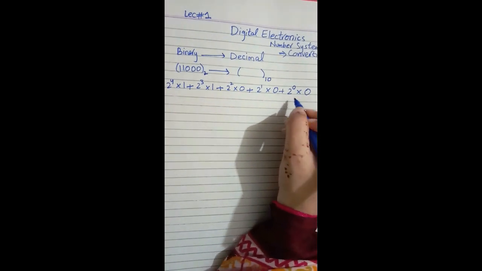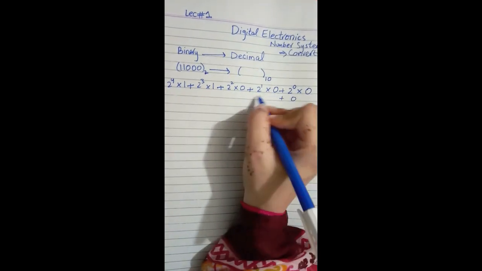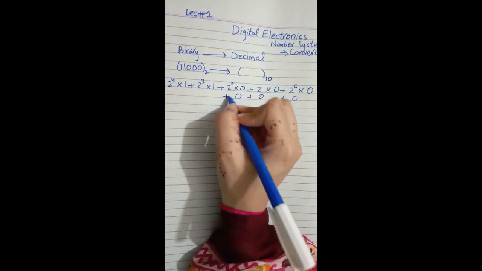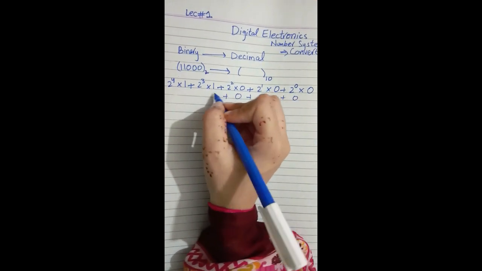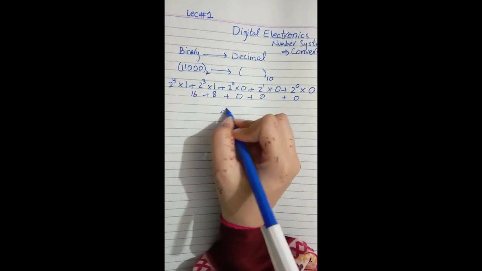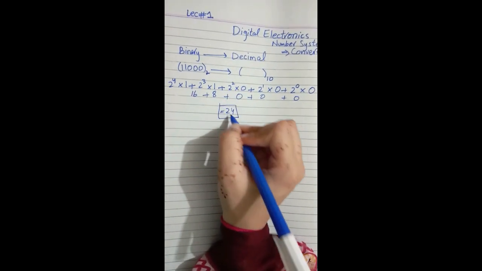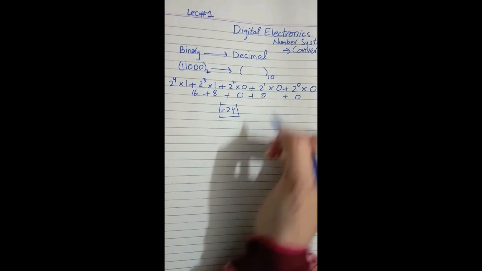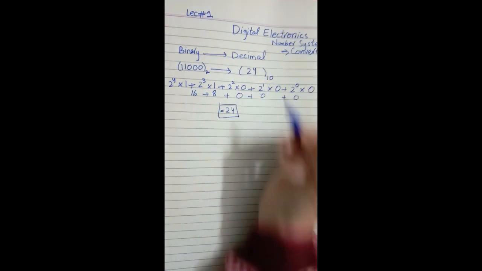So its value is 0 plus 0 plus 0 plus 8 plus 16. The final answer we have is 24, and this 24 is in the decimal number system, and its base will be 10.